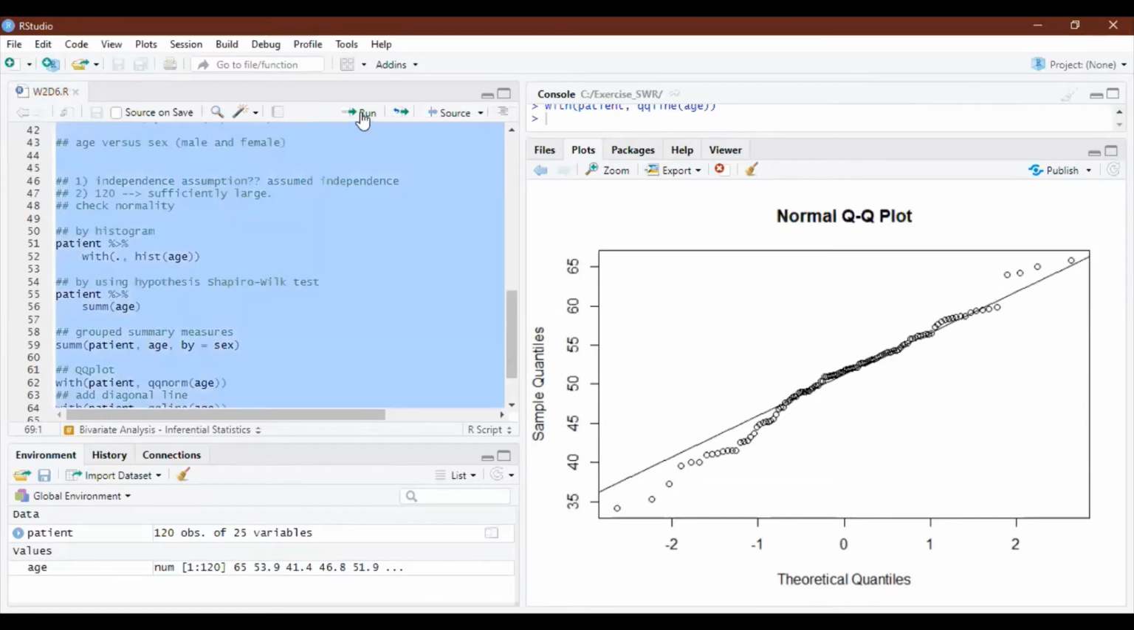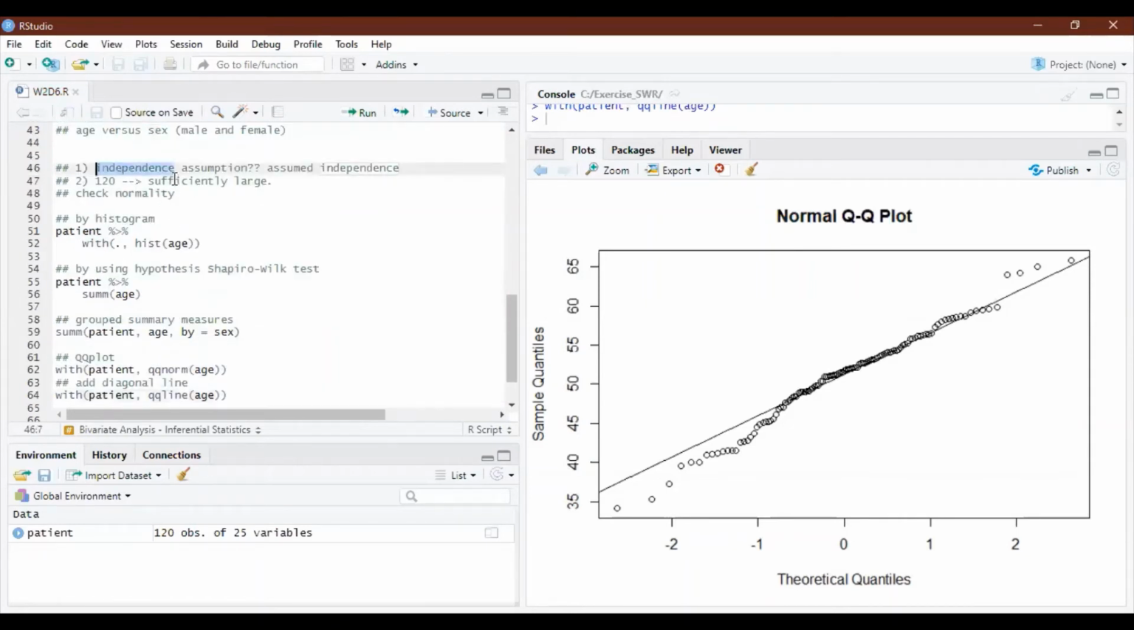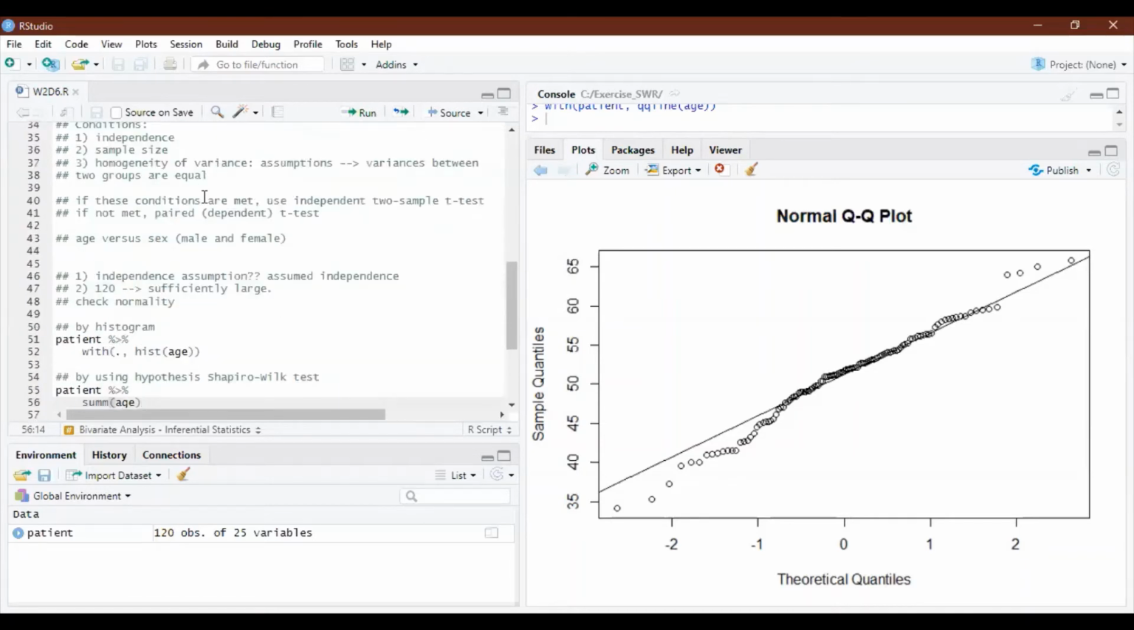Otherwise everything is quite normal. So we check the independence assumption, we assume that it is independent, and we check the sample size is large, and we check the normality with three methods: by histogram, by using the Shapiro-Wilk test, and the QQ plot. Anyway, you don't have to do everything. You just look at the histogram, and if it is nearly normal, you can just go ahead.